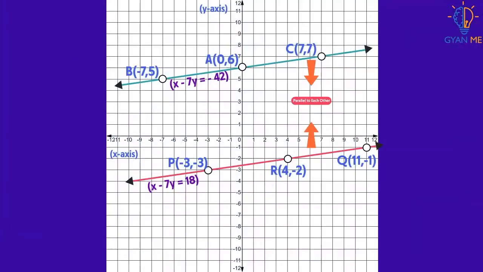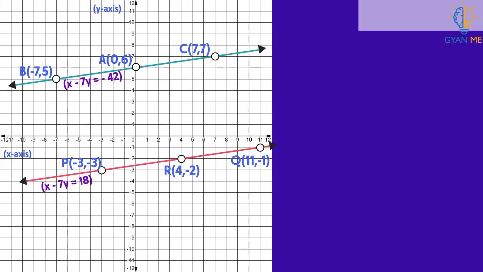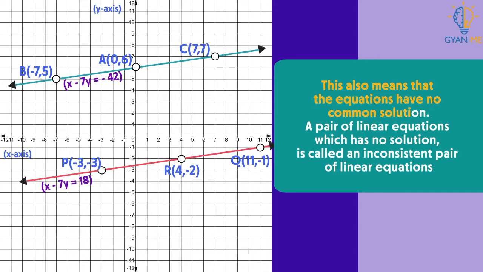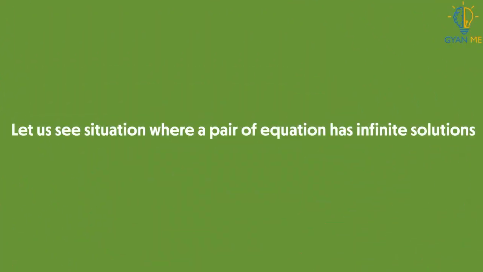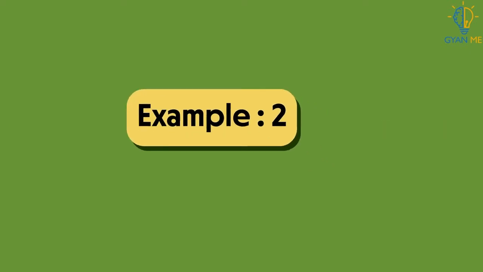Hello students. In our previous video, we learned the equations have no common solutions. It's called an inconsistent pair of linear equations. Now students, let us see the situation where a pair of equations has infinite solutions. For this, let's take another example.